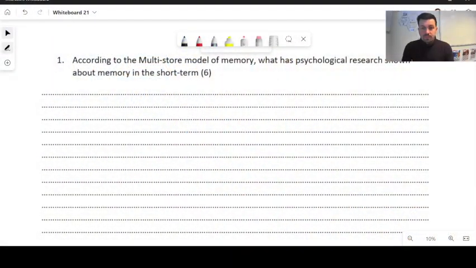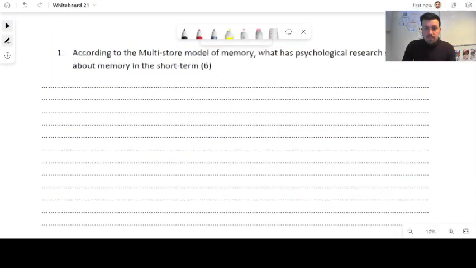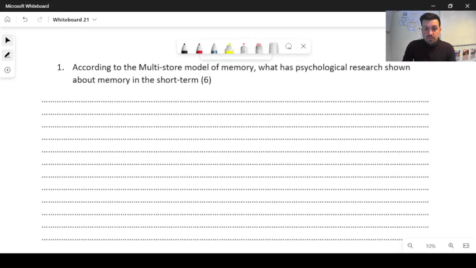Right, so here goes. So let's have a look at the question. So here we are. So just move that, there we go. So it says, according to the multi-store model of memory, what has psychological research shown about memory in the short term?